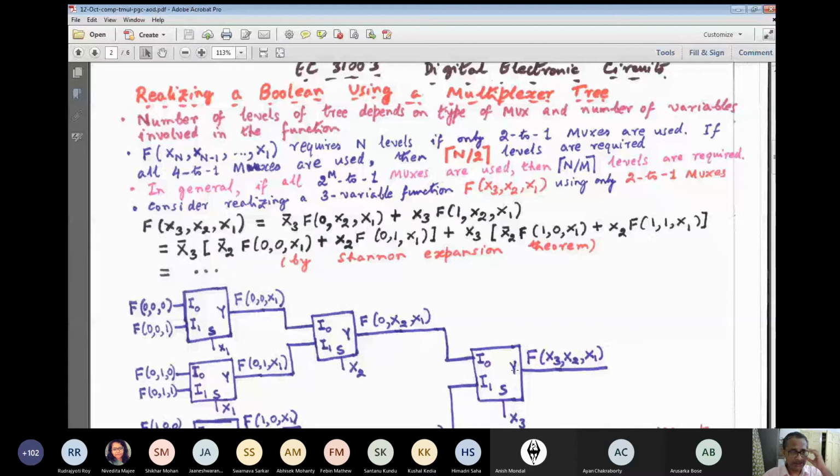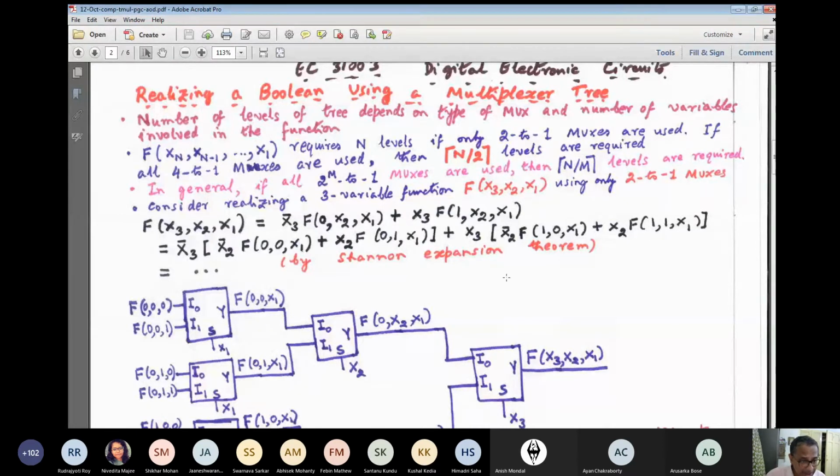Clear? Normally I'll try to see that the order of the multiplexer is a power of 2. I can work with a 2 to 1 multiplexer, that is the least complex one. Then 4 to 1 multiplexer, 8 to 1, or something like that. I will not work with a 5 to 1 or 3 to 1 multiplexer. Theoretically we can do that, but to keep the matter simple, I'll go by 2 to the power n to 1 multiplexers.